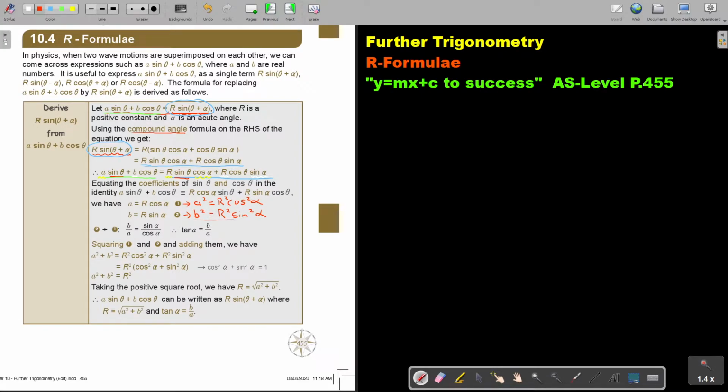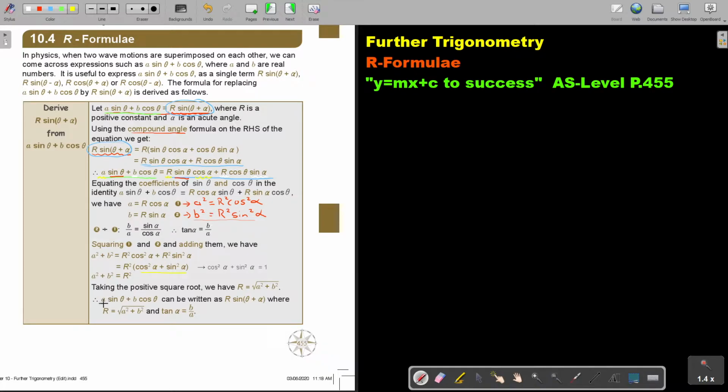If I draw a line, I'm going to say a squared plus b squared equals r squared cos squared alpha plus r squared sin squared alpha. Then I take r squared out as a common factor, and I'm ending up with this, and this is an identity. Cos squared alpha plus sin squared alpha is equal to 1. So basically, I'm ending up with a squared plus b squared is equal to r squared. And now I take just the positive square root. If you take the square root it's plus or minus, but I'm interested in the positive one.